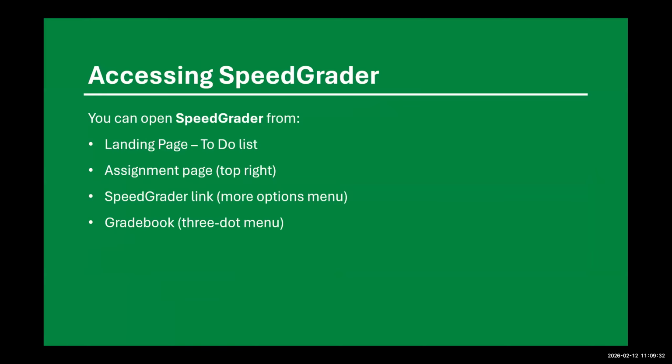So SpeedGrader can be accessed in several ways. The way you access it is up to you. You can access it from the landing page, the to-do list, assignment page, SpeedGrader link, and gradebook. Accessing it from the gradebook is the most logical since you are there to complete the task of grading.